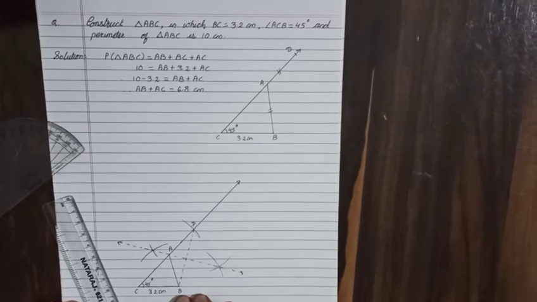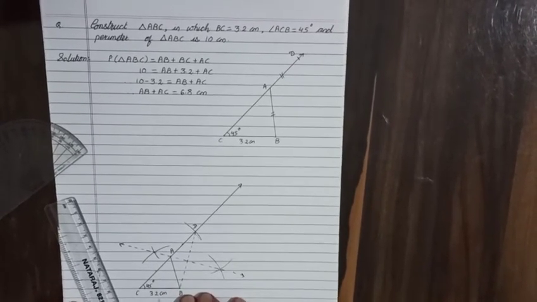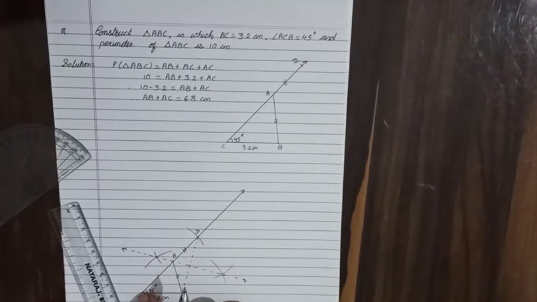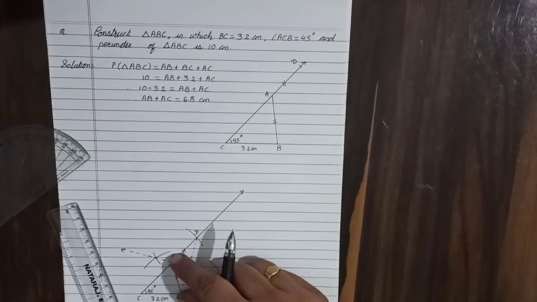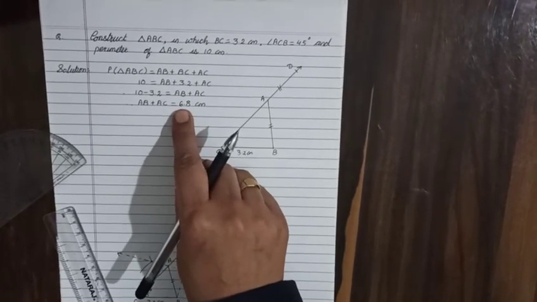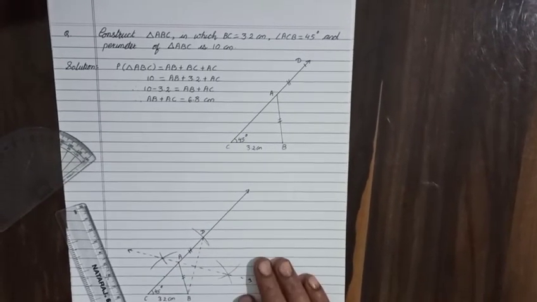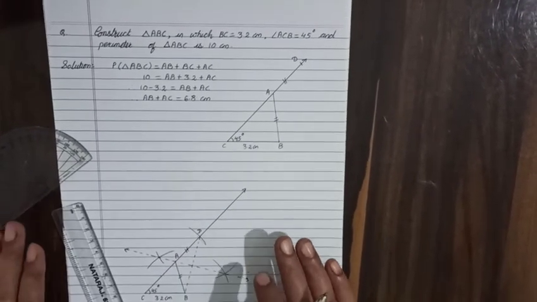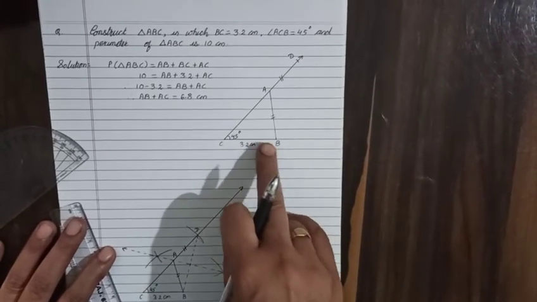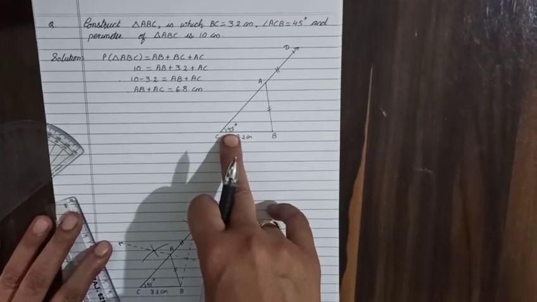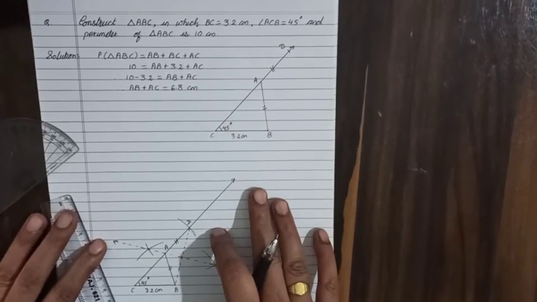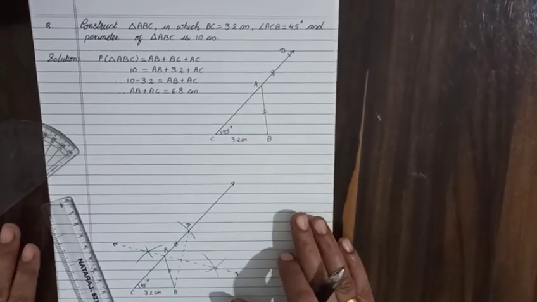And if you want to check our triangle is correct or not, for that we'll measure the segment AC plus AB. If this AC plus AB will get 6.8, it means our figure is correct. Okay, so I hope it's clear to you how to construct the triangle when the base is given, then one of the adjacent angle and sum of two remaining sides are given. I hope it's clear to you. Okay, thank you.